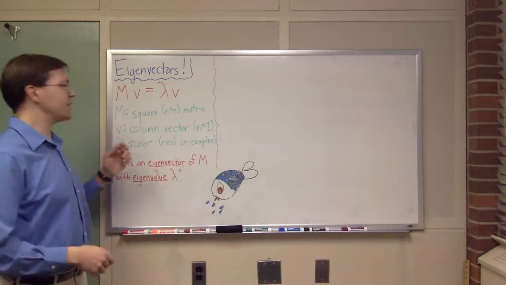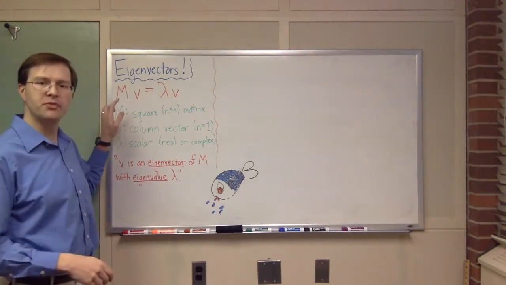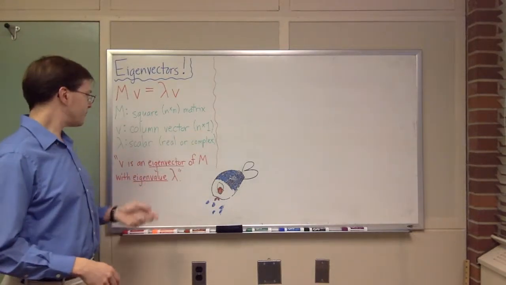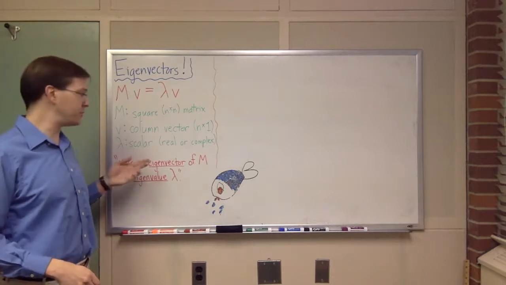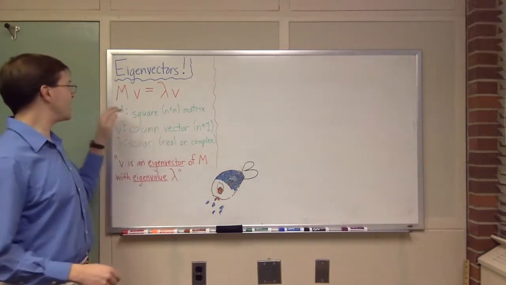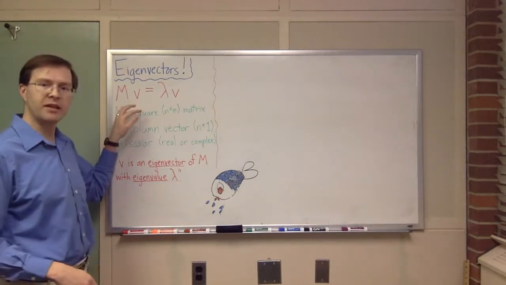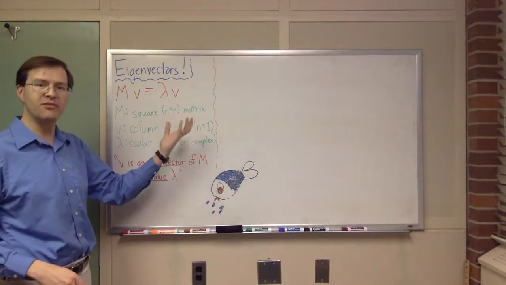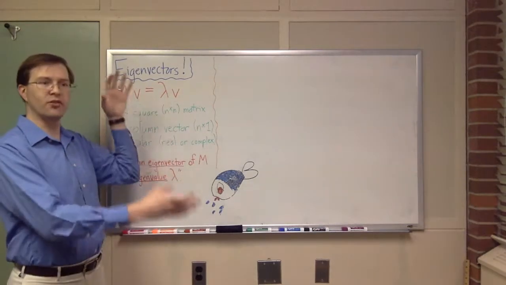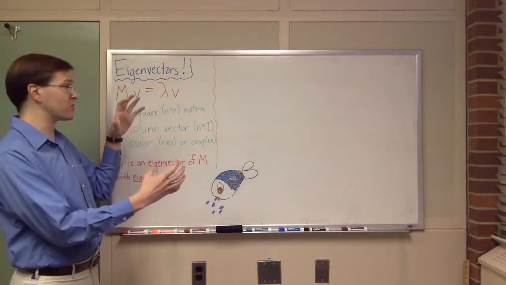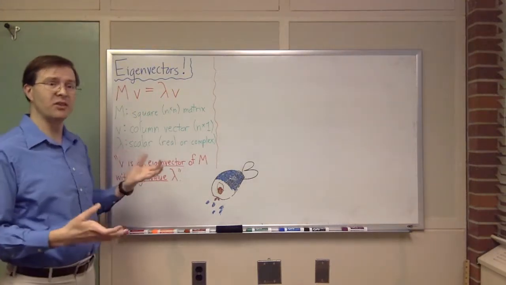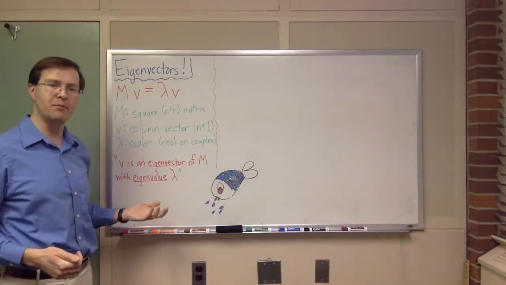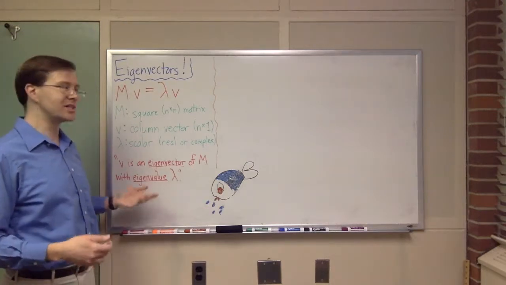So the definition is that if I have a square matrix, an n by n matrix M, and a column vector, an n by 1 matrix V, and a scalar, an ordinary number, lambda, which could be a real or a complex number, and the matrix multiplication of M times V gives the same result as just lambda times V, just a number times that vector, so matrix times vector is just a scaled version, stretched or compressed version of the same vector, then V is called an eigenvector of the matrix M, and its associated eigenvalue is lambda.